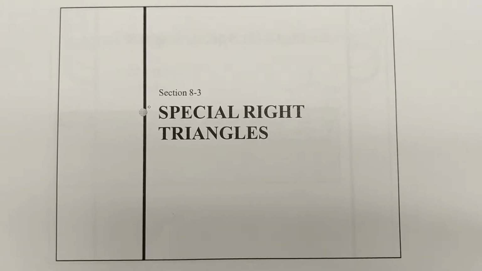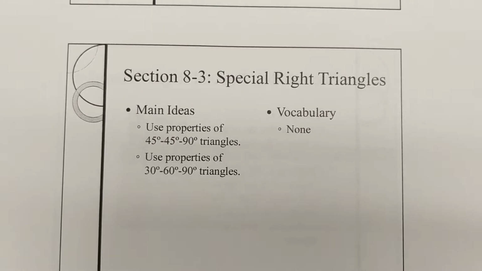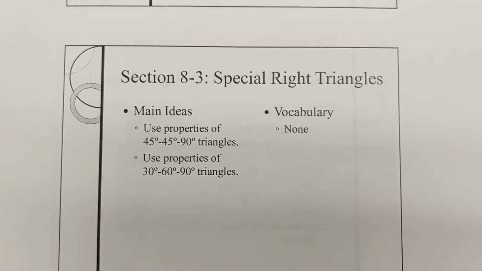All right, here we have section 8.3, which is the special right triangles. So there are two special right triangles, the 45, 45, 90, and the 30, 60, 90. So we will start with the 45, 45, 90s.